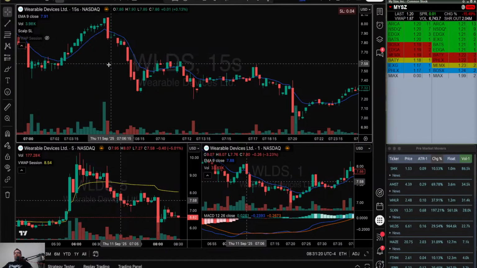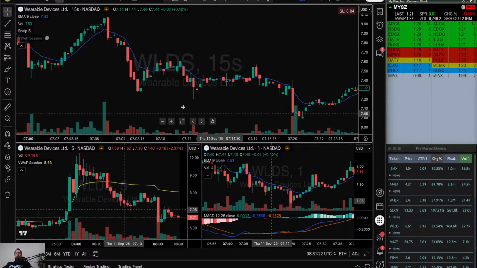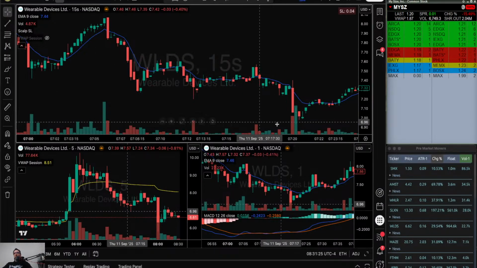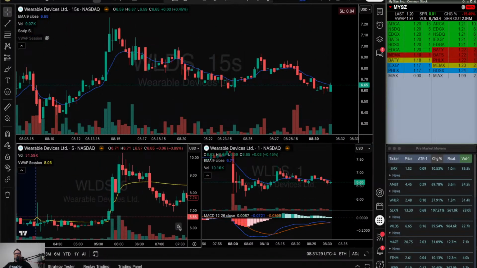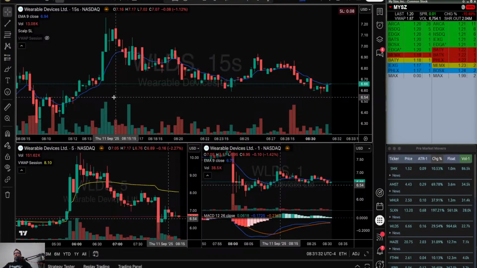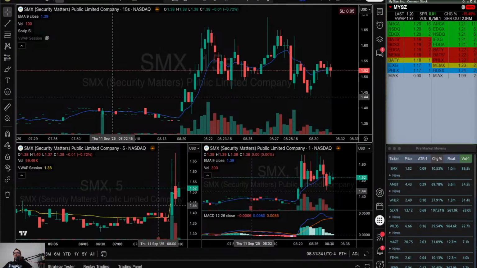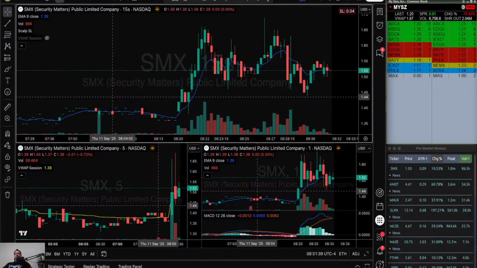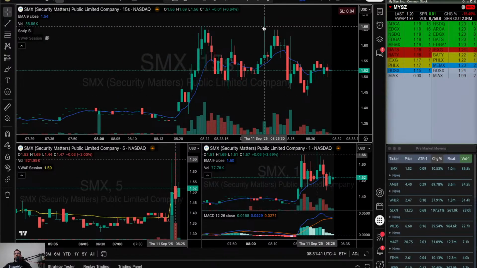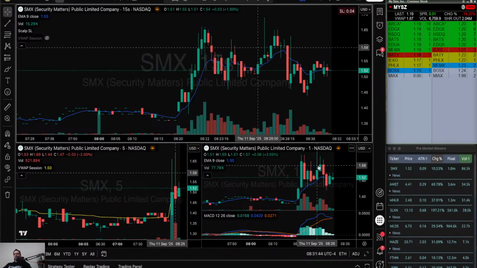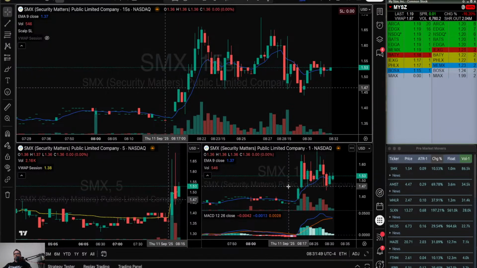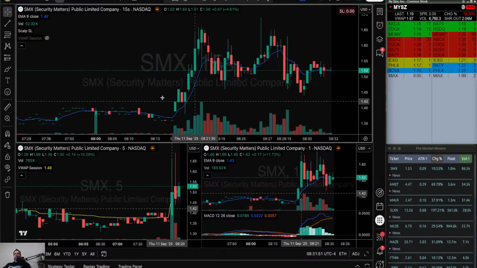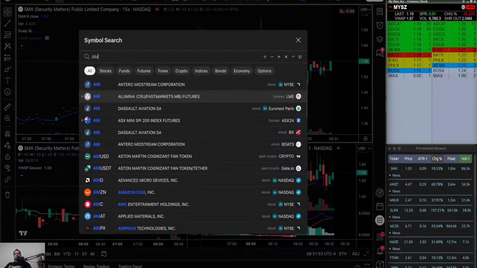All right. Don't know if we have anything. Nothing's really moving. SMX. Topping tails on that is not good. Look at the topping tails on a 1 minute right there, right up in here. It is just not looking too good. MACD's starting to roll over. Wouldn't even think about taking a trade on that.